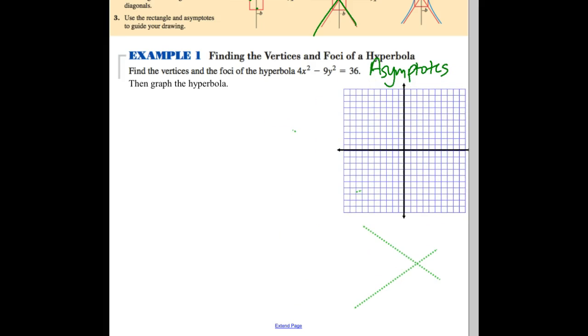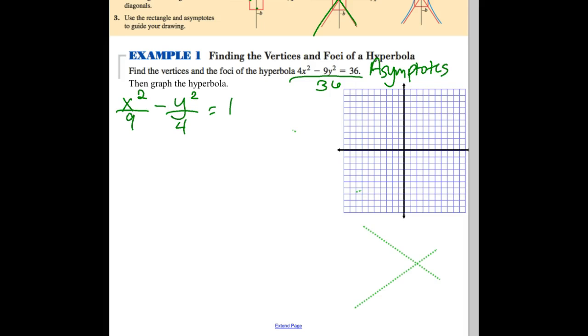From our equation, what's the first thing we would have to do? Get one side equal to 1. Yes? So we're going to divide everything by 36. What equation do we get? X squared over 9 minus y squared over 4 equaling 1?